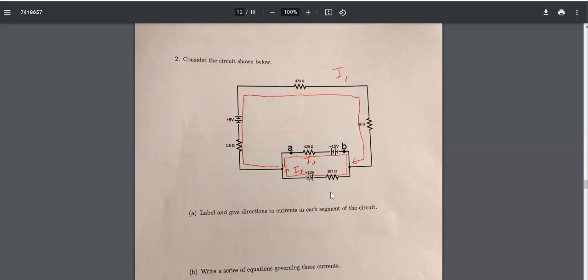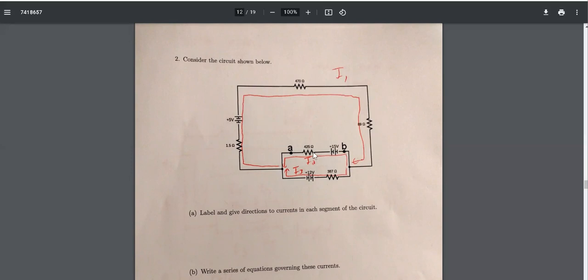Now the direction doesn't matter. You're just guessing. In the end, you might be wrong. It does not matter at all. So through this part of the circuit, I'll call that I1, and I'll assume that it goes this way. So once again, this is a choice. I could have picked the other direction. It doesn't matter.